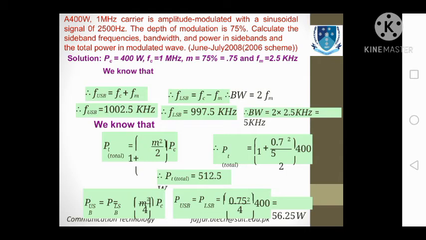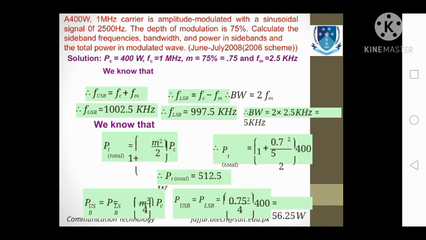Now, if you want to calculate the total power, you can use the formula PT is equal to 1 plus m square by 2 into PC. And if you put the value of m as 0.7 and PC, which is 400 over here, you can calculate the total power, and the total power turns out to be 512.5 watts.